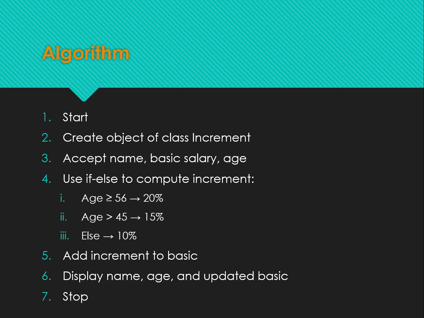Step 5. Add the calculated increment to the original basic salary. Step 6. Display the name, age, and updated salary using the display method. And finally, Step 7. Stop the program. This algorithm breaks the problem down into logical steps, making it easier to implement in code.